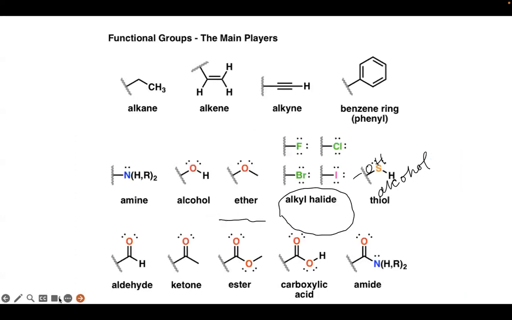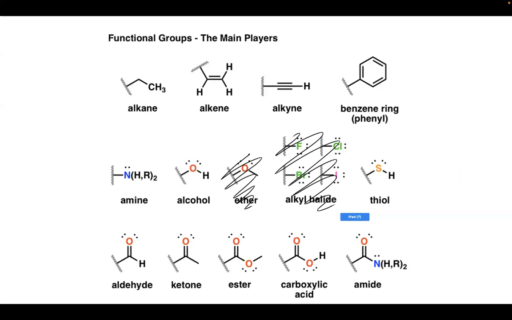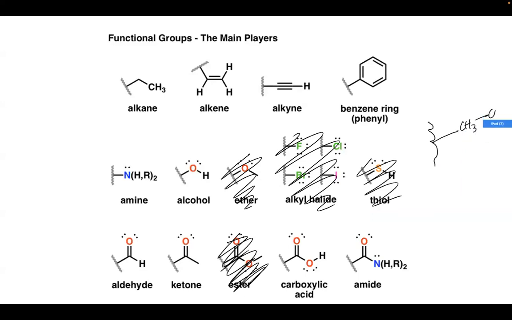So these functional groups, these are groups that you're going to want to know in and out, and I'm going to erase some of them that you don't need to know here. So you don't really need to know ethers, alkyl halide, thiol, or esters. We're going to skip those, but I am going to add one more here. It's isopropanol. So here we have CH3, CH3, and then a CH3 down here. So this is isopropanol.